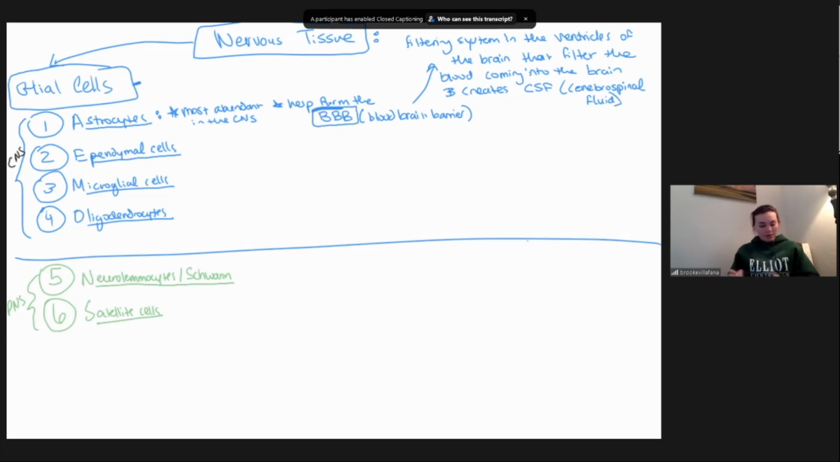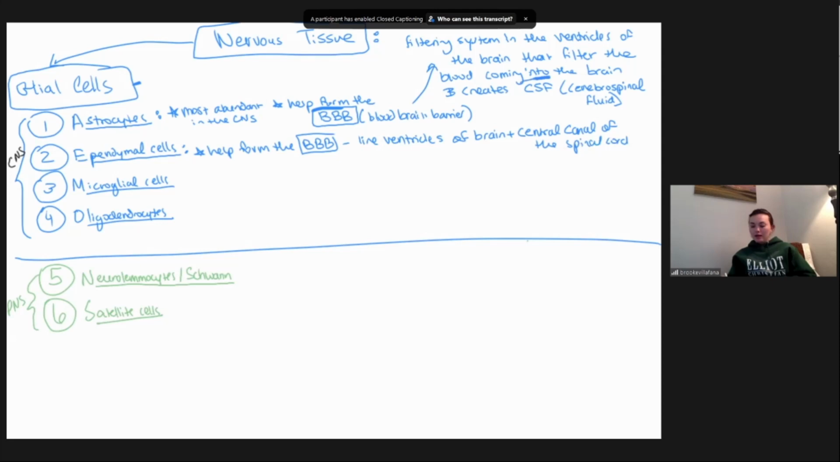The ependymal cells also help form the blood-brain barrier. So together, the A and the E form the blood-brain barrier. The ependymal cells line the ventricles of the brain and the central canal of the spinal cord. So again, they're helping create filtered or purified blood, which is CSF.